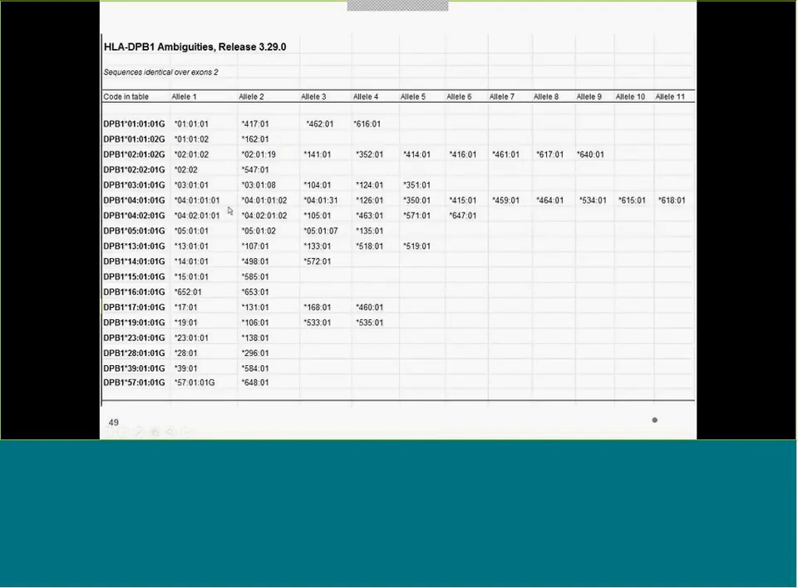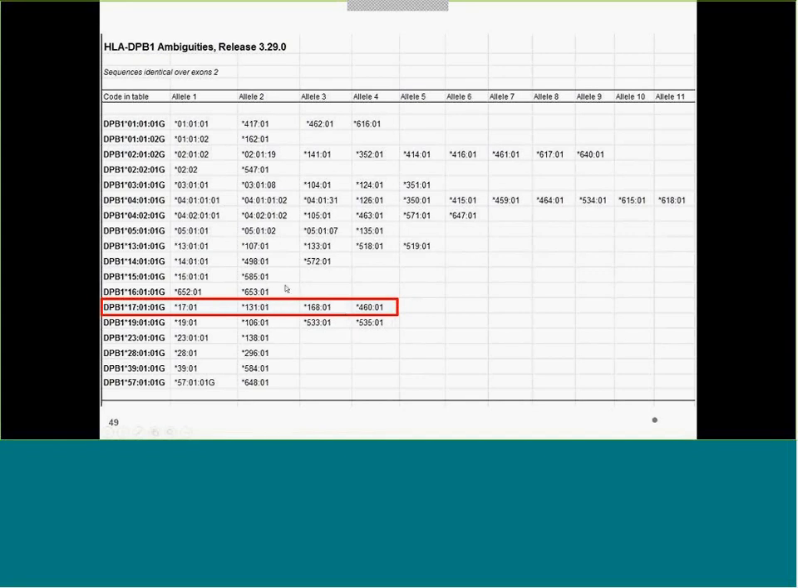And one can easily find this relationship if you go to the IMGT website. They actually have a nice table that shows you all the G alleles, basically for all the different loci. I'm just showing you the DPB1 here. And if we look at the 1701G, what we see is, sure enough, there's 131, also includes 168 and 460. So all these would be equivalent to 1701.